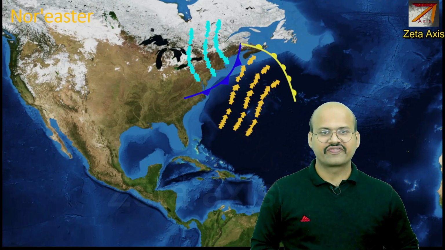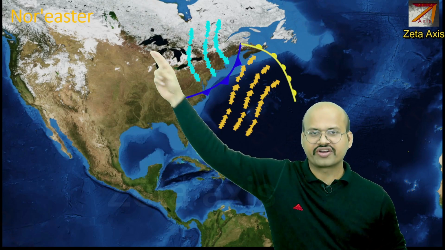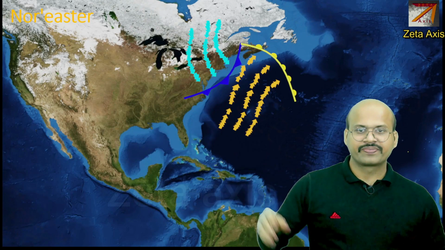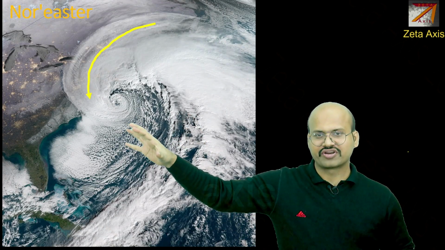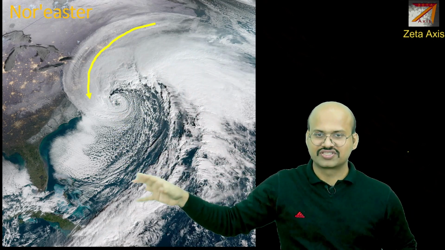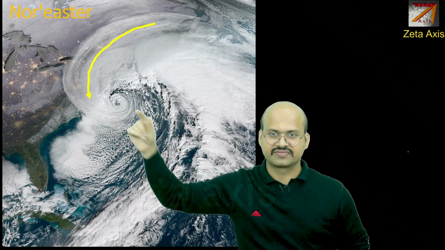Here is another frontal wind which is called nor'easter, and it is seen in the eastern USA. Here we can see that there is a tropical cyclone, and these airs are moving in this region. Here is an example of nor'easter, and it is called nor'easter because it is moving from the northeastern direction, and this is a tropical cyclone. This is the typical comma shape. So these winds here are called nor'easters, which means winds from the northeastern direction.